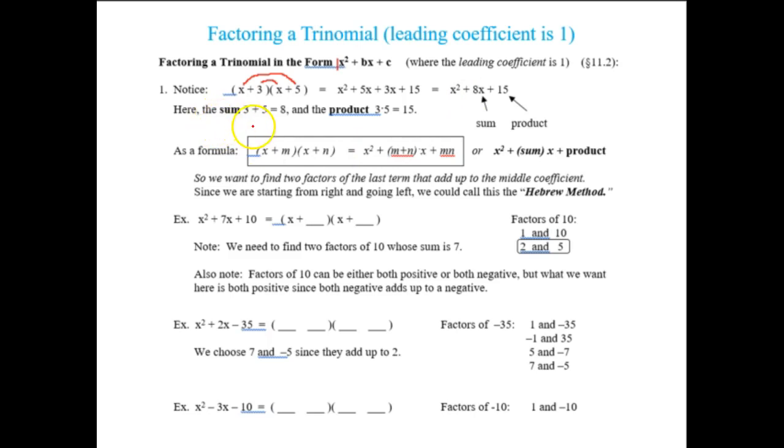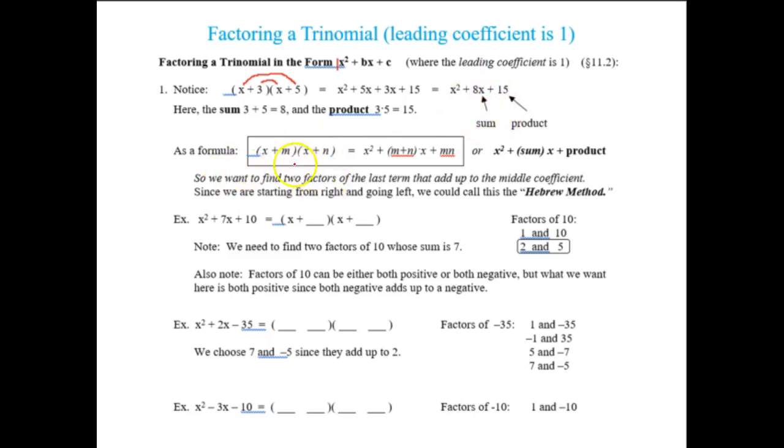Now, we could have noticed this before. Whenever you have that number at the end, we're looking for the two numbers that multiply to give you that 15, that number at the end, but which add up to the sum of 8. So the factors that we're looking for are 3 and 5 because they multiply to give you 15 and add up to 8. So if we had to go backwards with this, that's what we would look for.